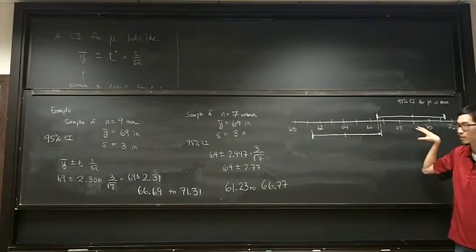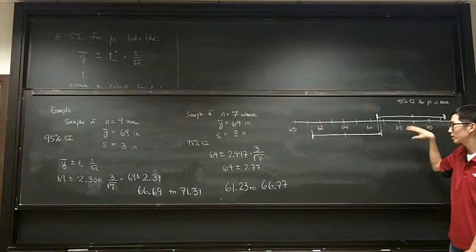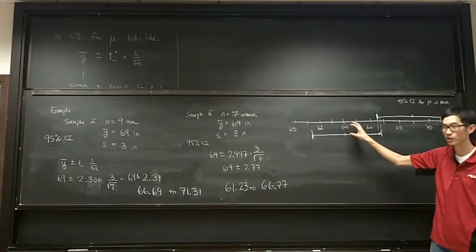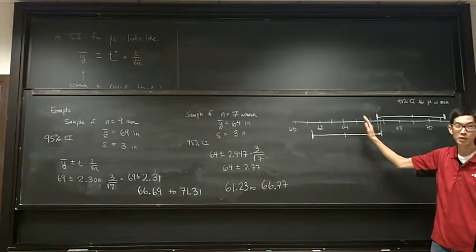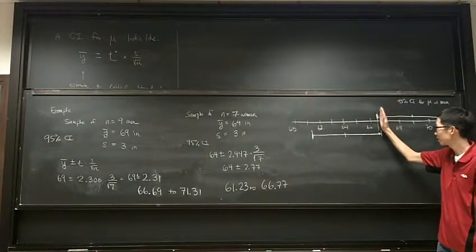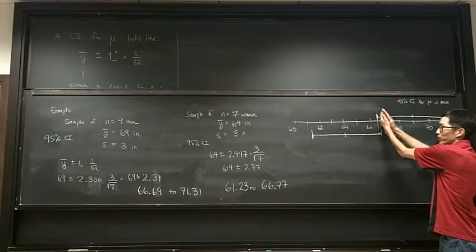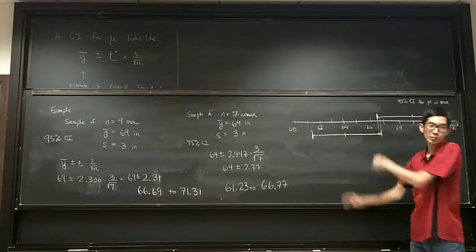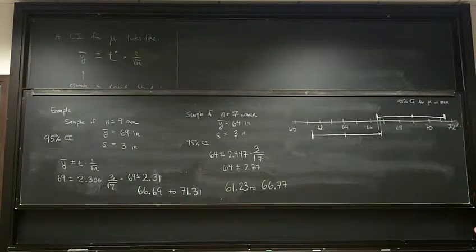Does that make sense? So the only way we could have gotten a sample of men where the average was 69 and a sample of women where the average was 64, if they indeed had the same height, would be that this is the average, and our sample happened to produce men that were too high and women that were too low. Okay.